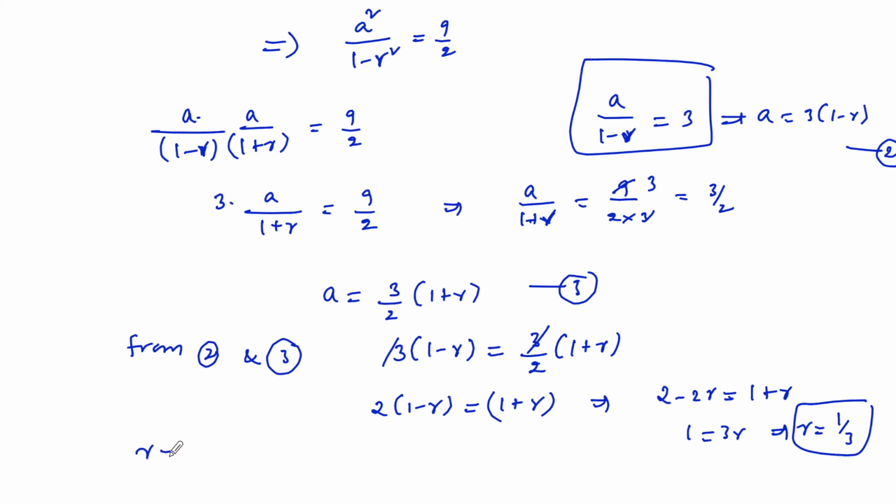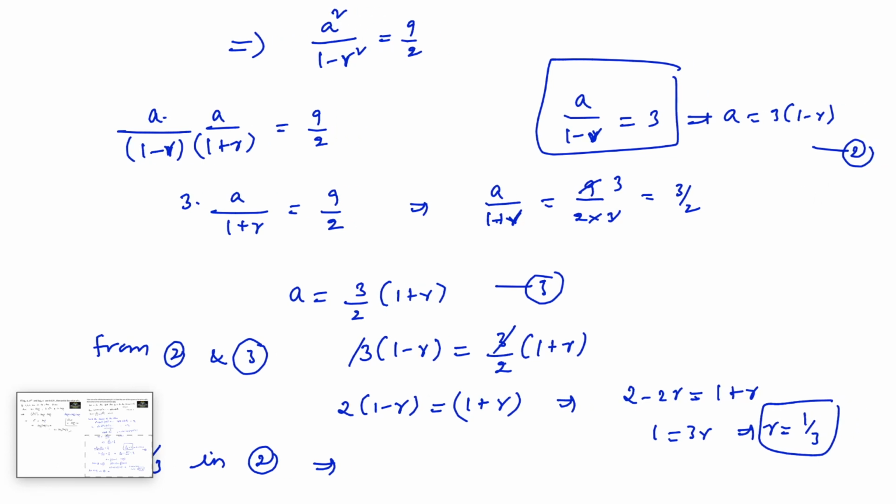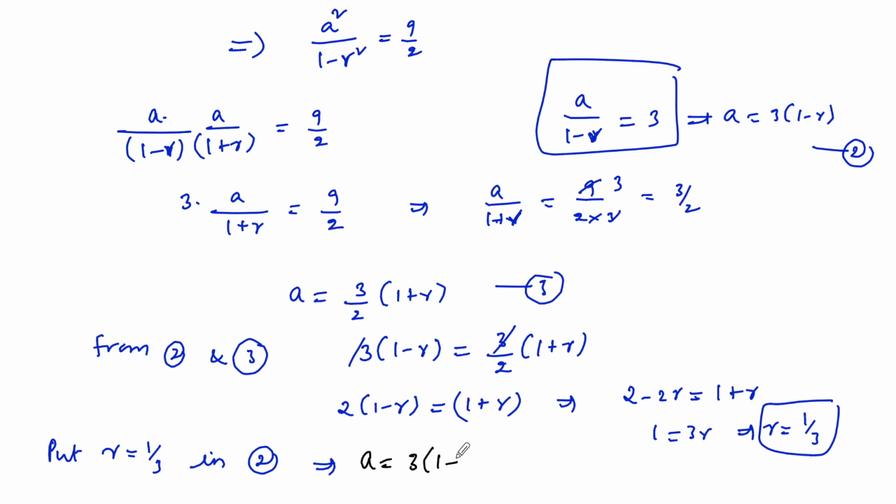Substituting R is equal to 1 by 3 in equation 2, we get A is equal to 3 times 1 minus 1 by 3, which is equal to 3 times (3 minus 1) upon 3, which is equal to 2. Therefore, we can say the first term is 2 and the common ratio is 1 upon 3.